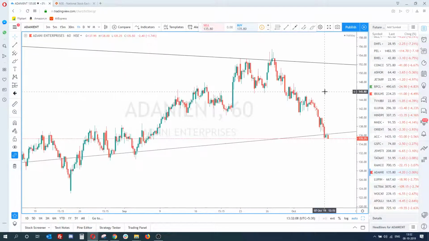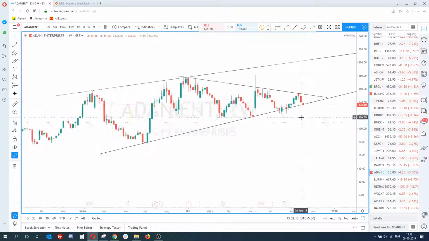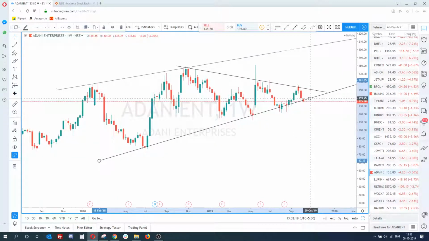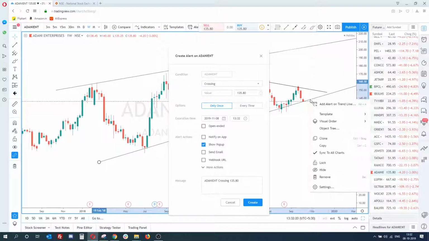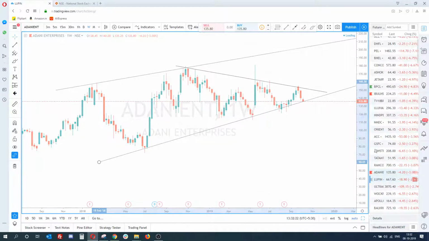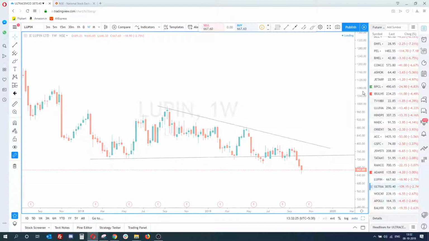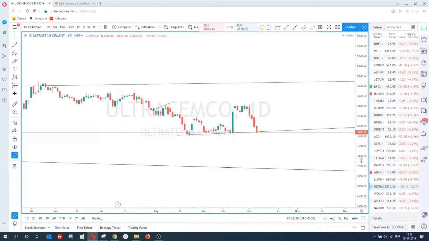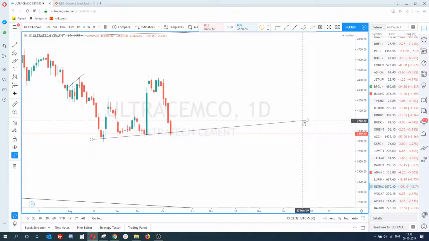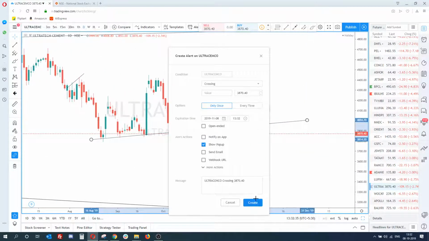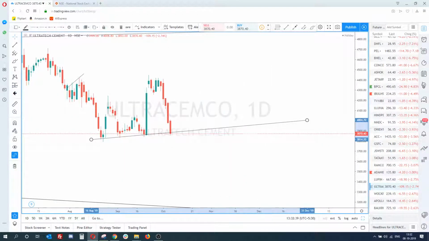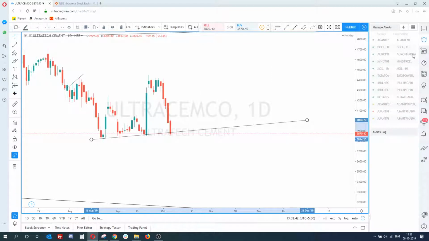Adani might fall from here, so I will put an alert. When it touches, I will be alerted. In Lupin also, this could be a good trade tomorrow. I will just put an alert, and if it falls from here, I will, okay, I've taken too many alerts, probably I will delete some.